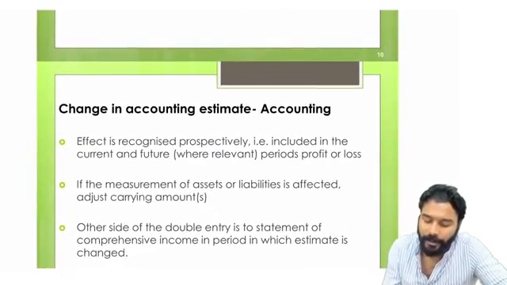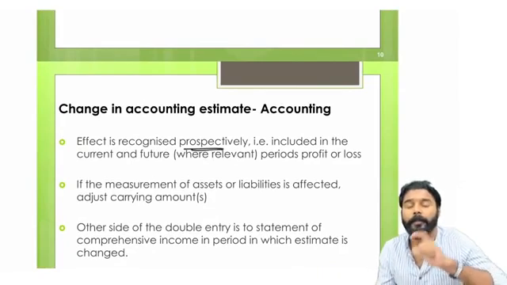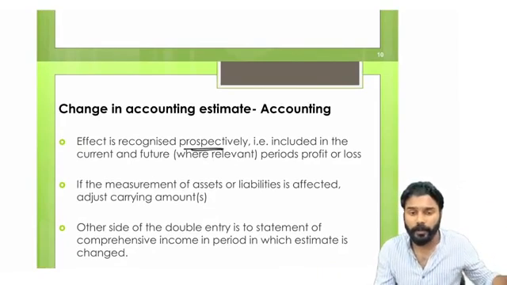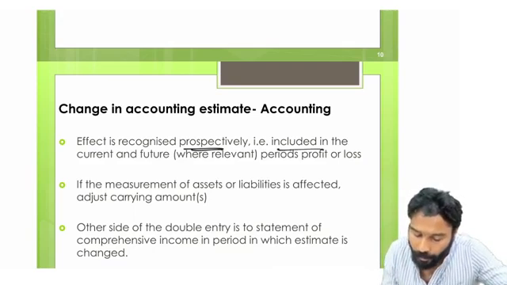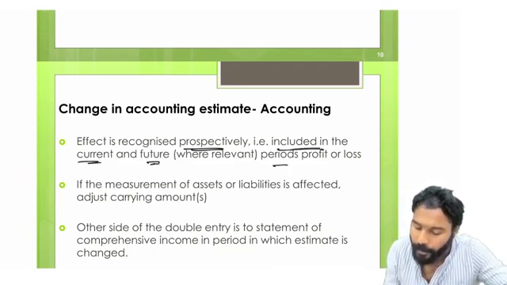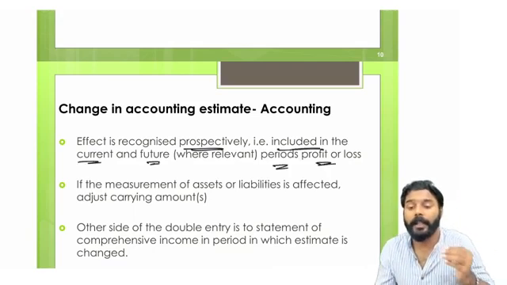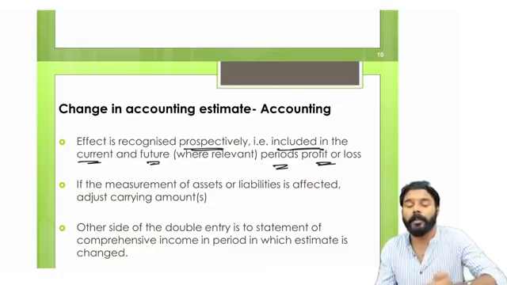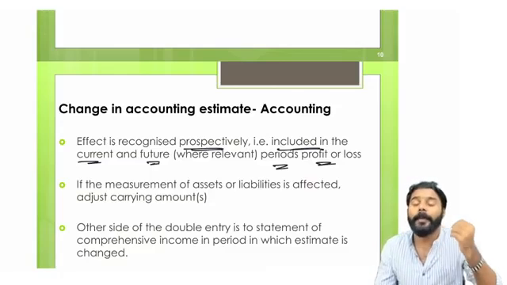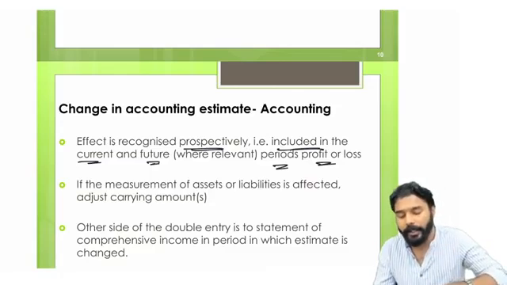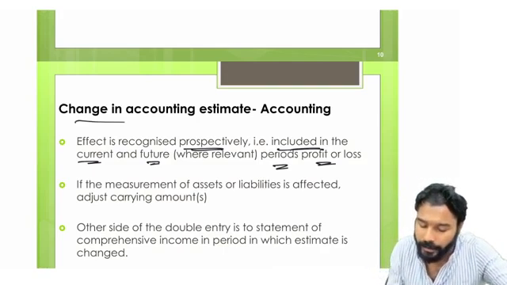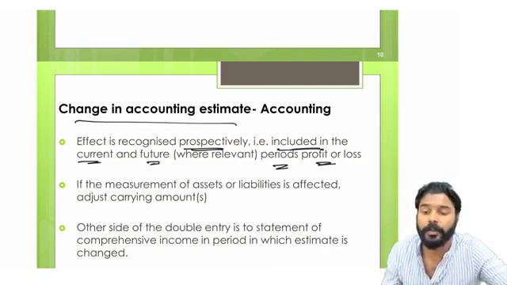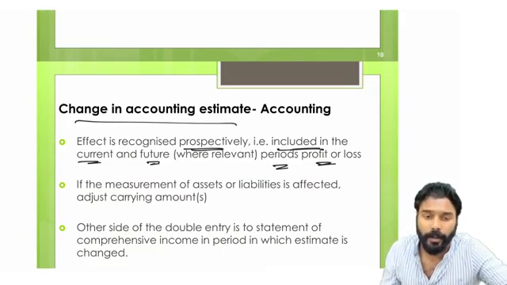So the effect is recognized prospectively. Instead of making changes in last year's figures, the effect is included prospectively in the current and future period P&L. That will get adjusted in the current period FS, and this impact can carry into future periods as well. So we have to make the changes from the date of change onward. That's how we have to treat a change in accounting estimate.